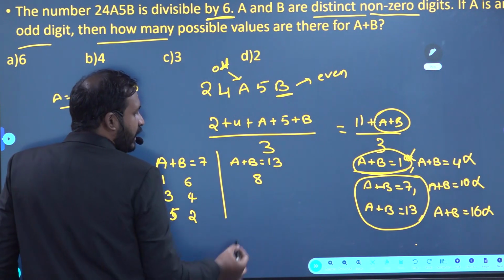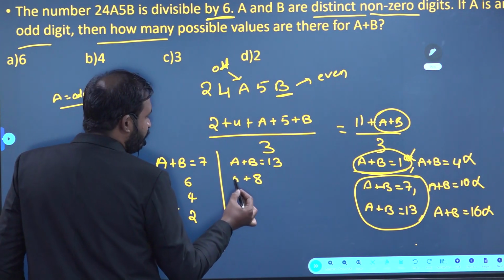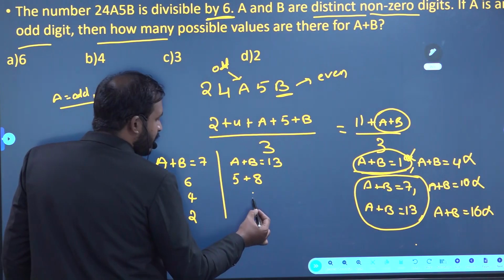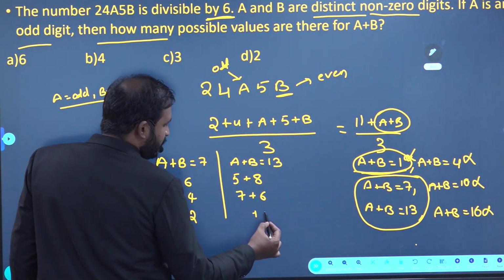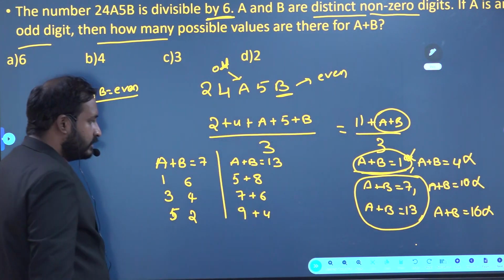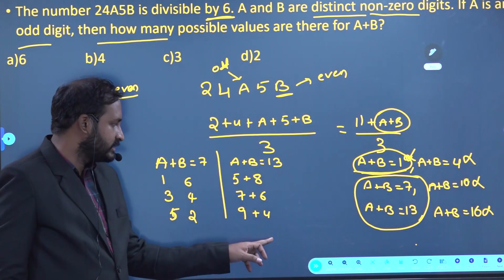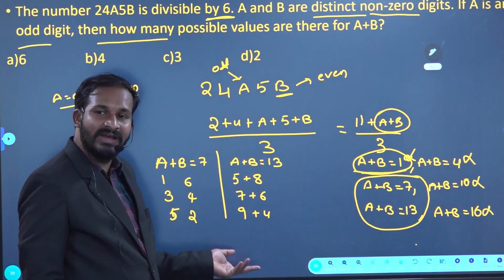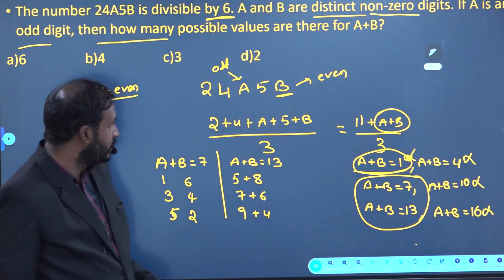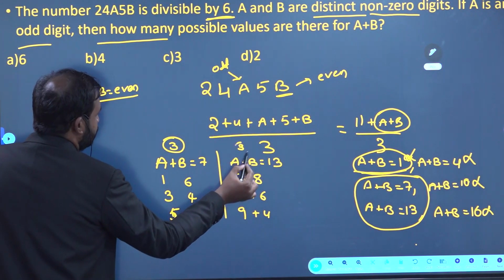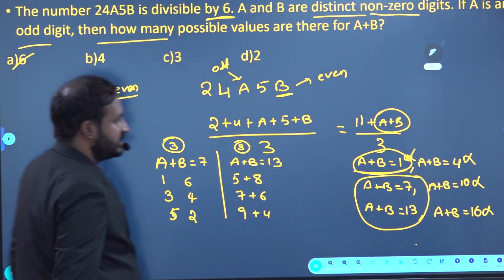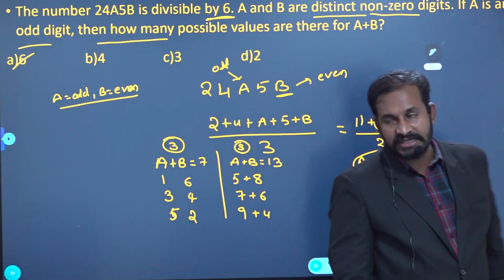If I take B value 8, then A value will become 5. If I take B value as 6, A value will become 7. If I take B value as 4, A value will become 9. I cannot take B value as 2. If I take 2, A value will become 11, which is not possible. So, overall how many chances do I have here? I have 3 here and I have 3 here. So, total 6 chances.